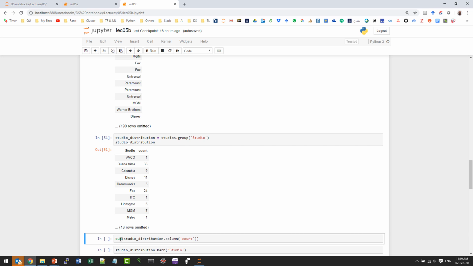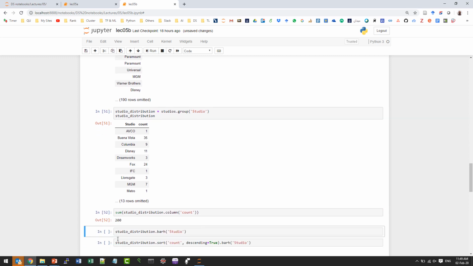Now, if I get the sum of the counts here, what do you expect? If I get the count column and sum the values of the count, the total should be the number of rows, right? In our case, the number of rows is 200, so we would expect the sum to give us 200. Okay, any question about that? Now we can plot the bar chart.